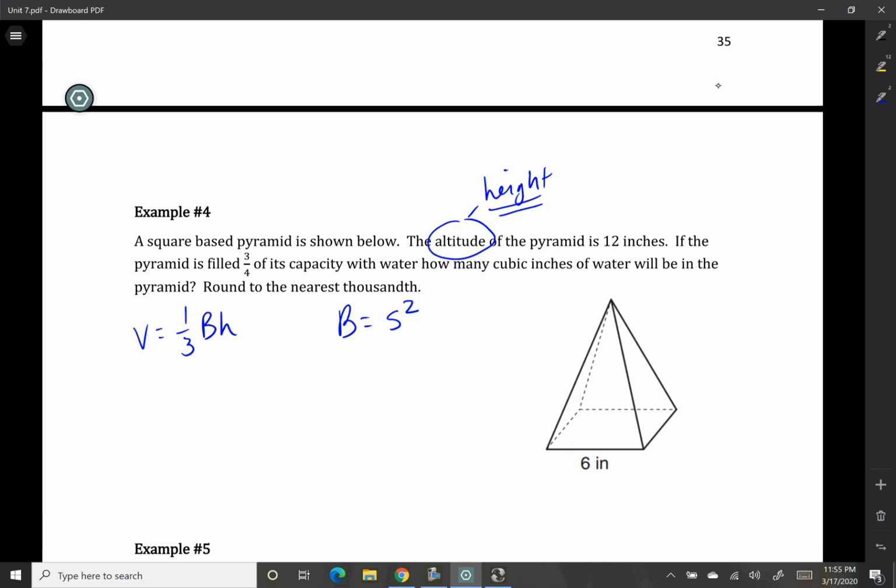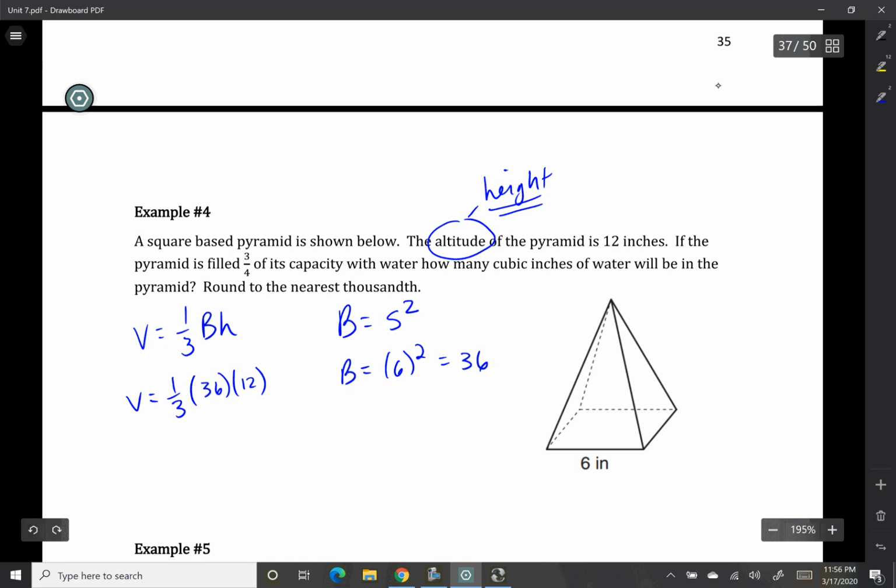So if we say the area of the base is going to be 6 squared, so the area of the base of this pyramid is 36. Now we already know the altitude is 12, so we could say the volume of this pyramid is 1/3 of 36 times 12. So if I do that, I get 144.